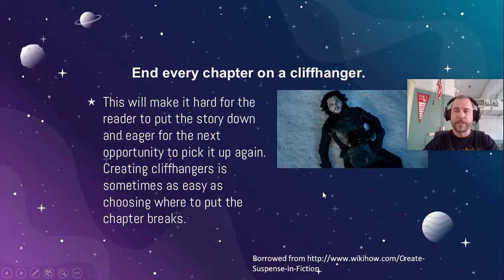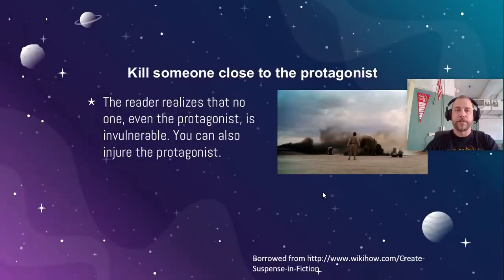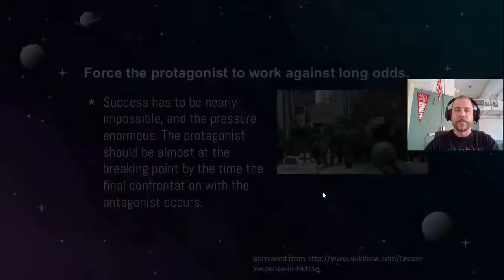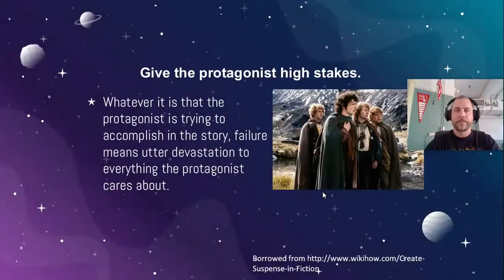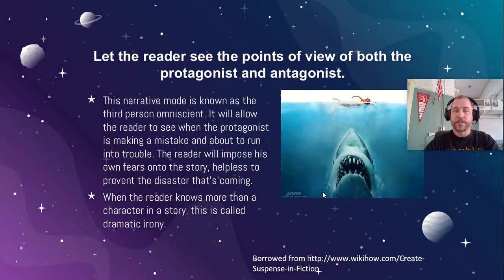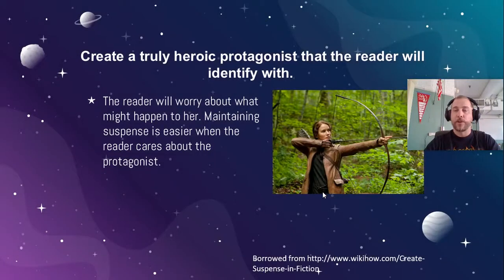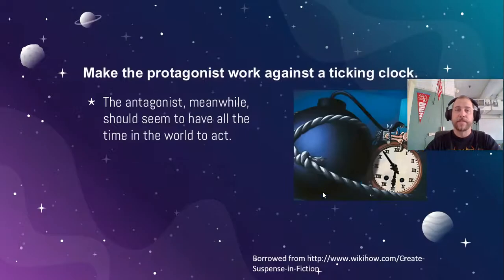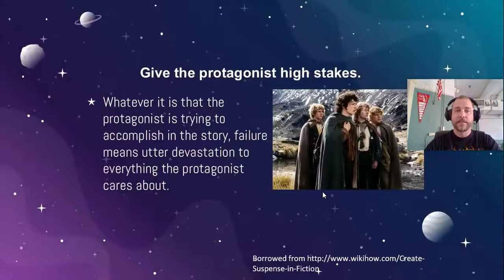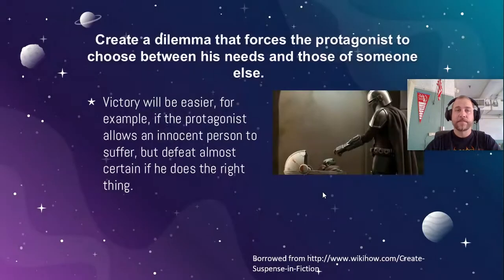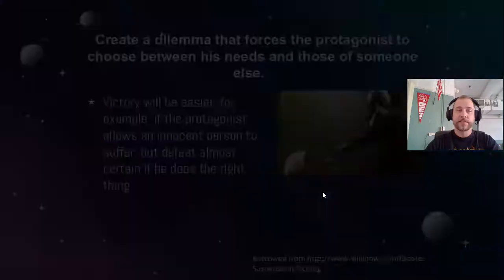So let's put your knowledge to the test. We've talked about the different types of techniques to build suspense. I'll review them really quickly here. There are 10 of them. So the first is just to show both points of view, protagonist and antagonist, to build that dramatic irony. Create a heroic protagonist, make the main character somebody that the readers will root for and identify with. Make them work against a ticking clock. Give them high stakes. Create a dilemma that forces them to choose between their own needs and somebody else's.